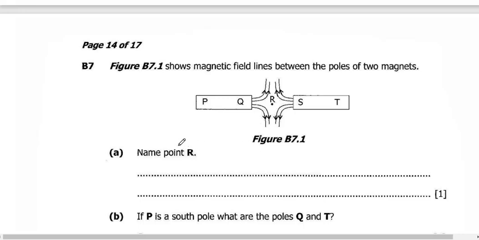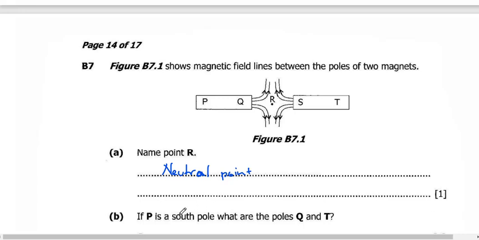We are asked firstly to name point R. Point R is this empty space where we do not have any magnetic field lines. No field lines are passing through this point, and this point is known as the neutral point. So point R is known as the neutral point.